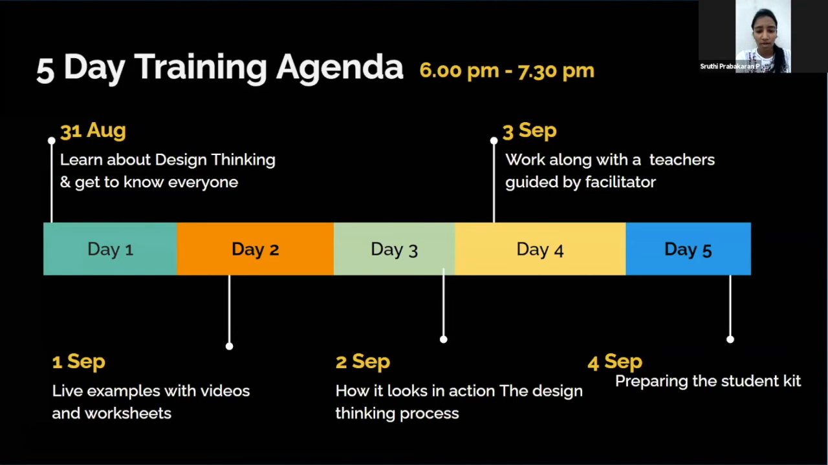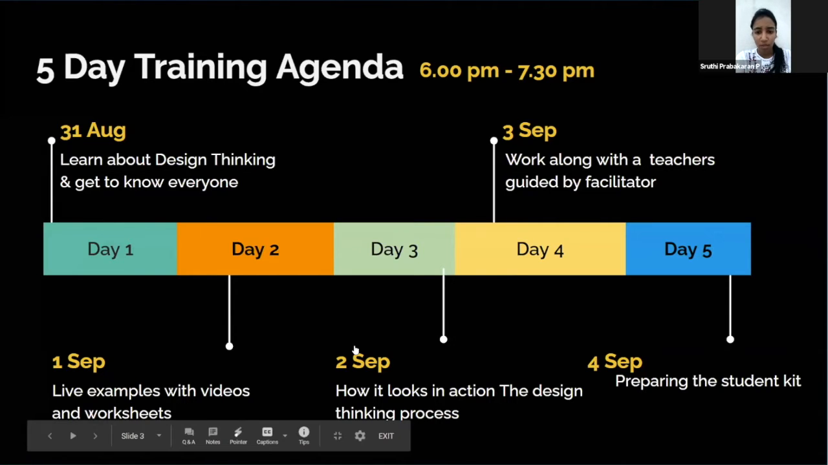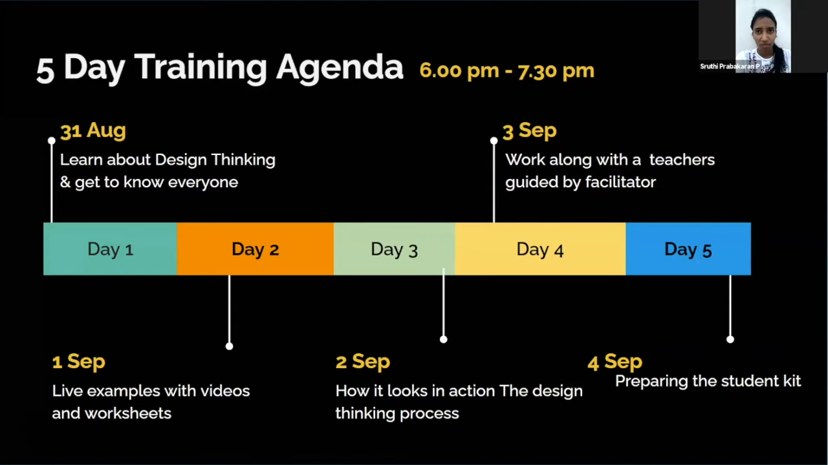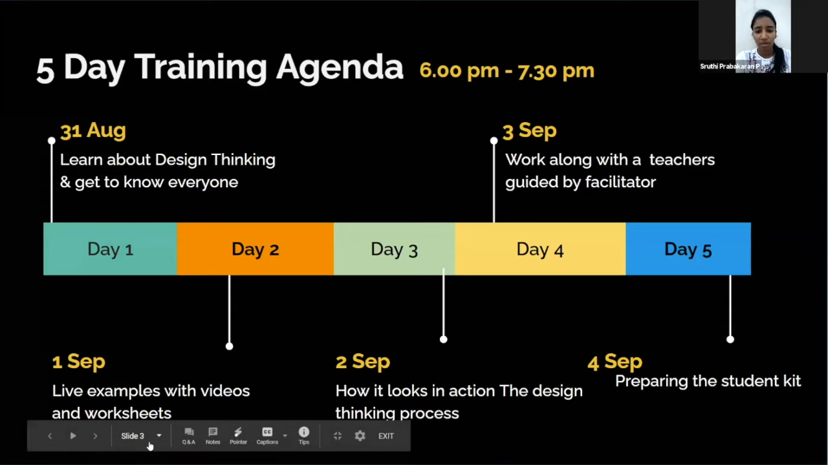On day 4 and day 5, you educators and us will be working together. We will be helping you to come up with a student kit, that is a framework. You will be creating a process flow for your students. So that will be the activity for day 4 and day 5. So please take notes in today's session as well as tomorrow's session, so that it'll be easier for you on day 4 and day 5.